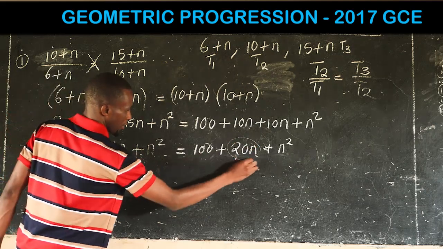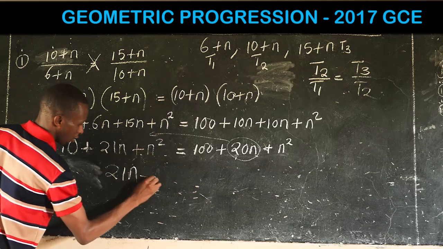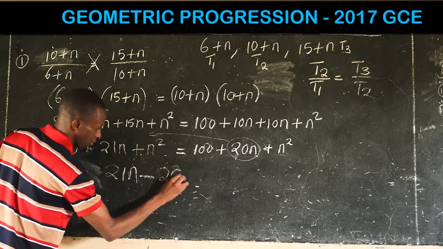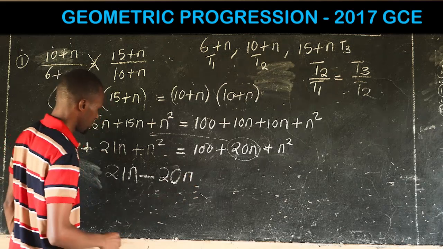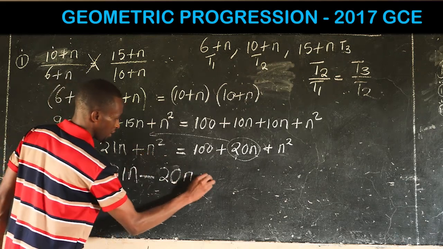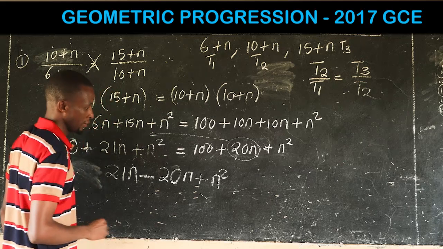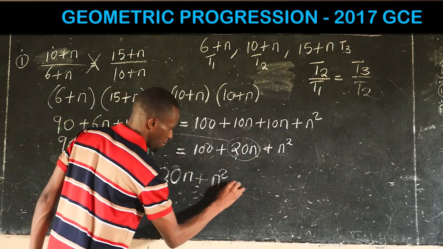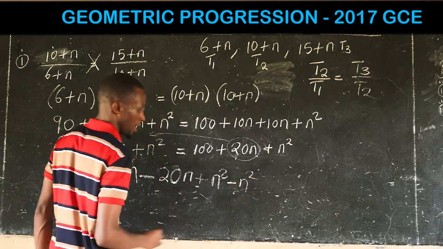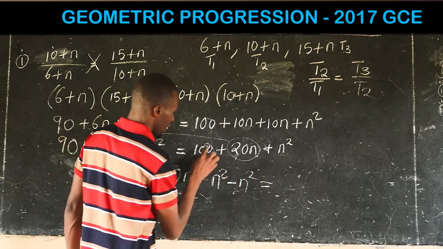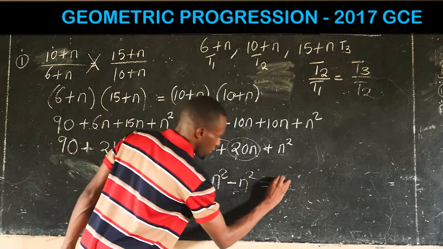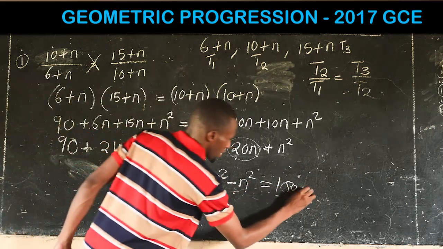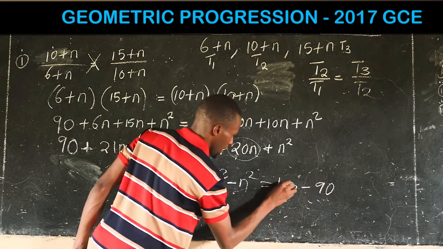Then we're going to get the 20n to come this side. So minus 20n, then plus n squared. Then when this n squared crosses the equal sign, it becomes a negative. So minus n squared equals to 100, which didn't cross, so we have 100. And then the 90 is crossing, so it becomes a minus 90 there.